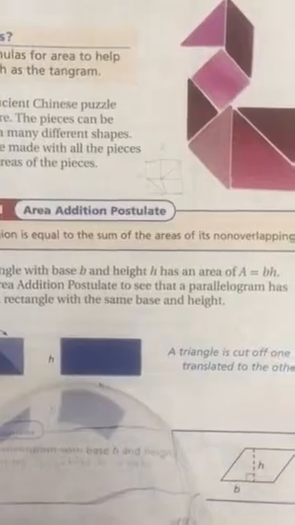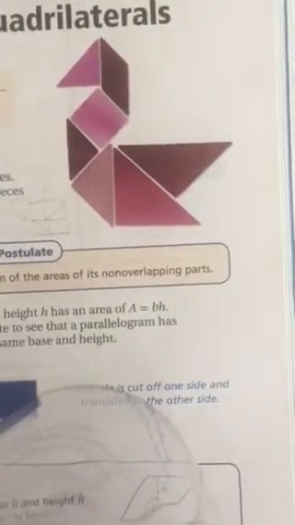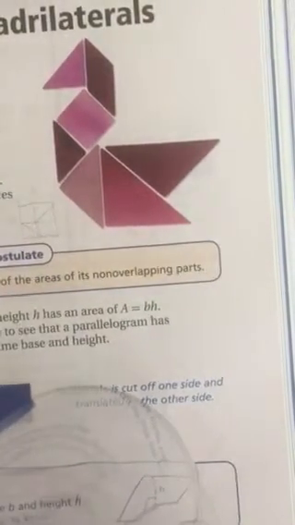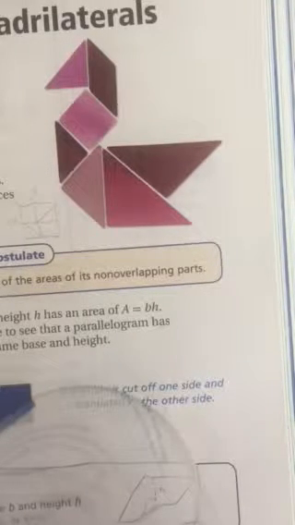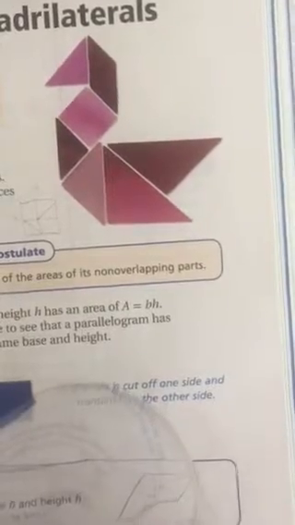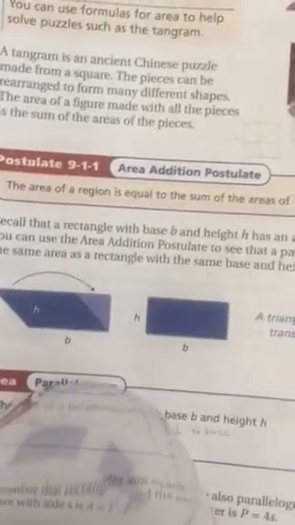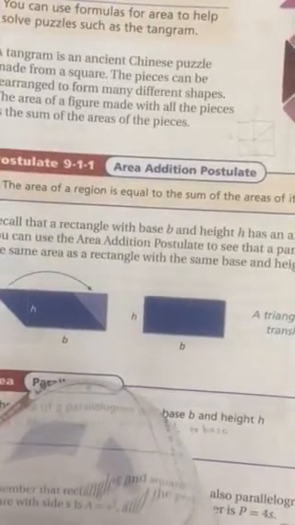All right, so this picture is called a tangram. It's an ancient Chinese puzzle made from a square. You can see that the pieces of the square have been cut up and used to make a design. And we have a postulate that's going to apply to that. It's postulate 9-1-1, the area addition postulate.